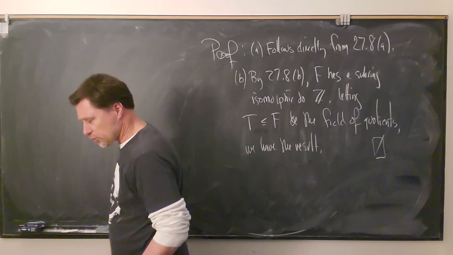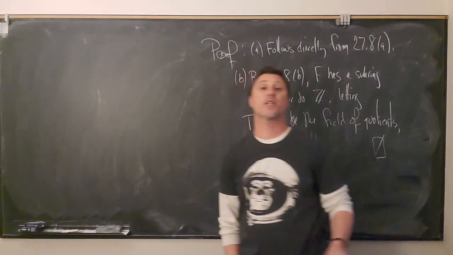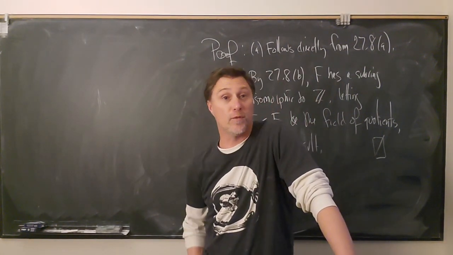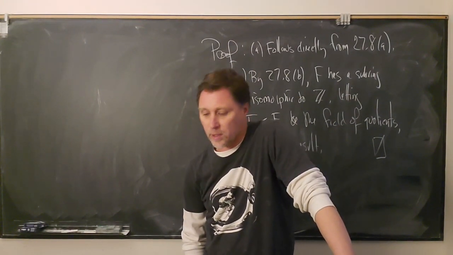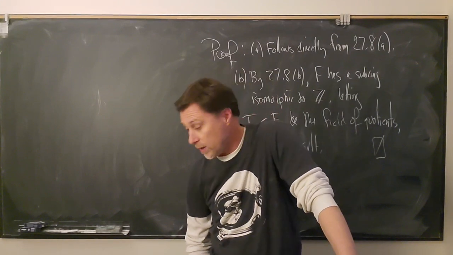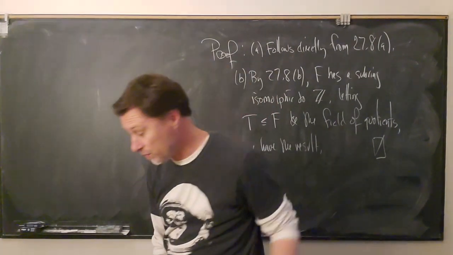Now, one thing that's true, you've seen this before. Intersection of subgroups is a subgroup. Intersection of normal subgroups is a normal subgroup. Intersection of subrings is a subring. Intersection of subfields is a subfield.